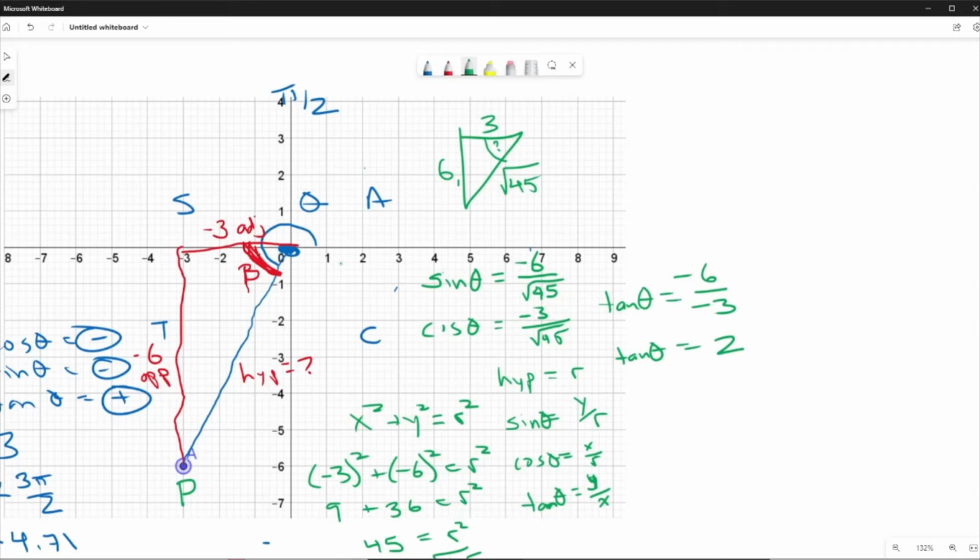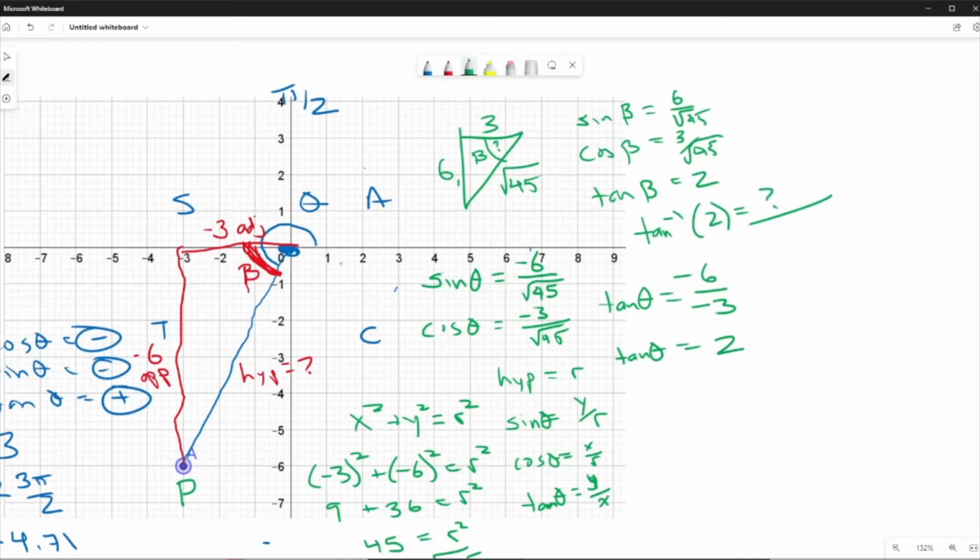Now, you have 3 choices. You could say sine of beta. I'm going to call this beta. Sine of beta is 6 over root 45. You could say cos of beta is 3 over root 45. Or you could say tan of beta is 2. Now obviously tan of beta is 2 is the easiest one to work with because it's a whole number. So I'm going to do inverse tan of 2, and I'm going to see what my calculator tells me that the inverse tan of 2 is.